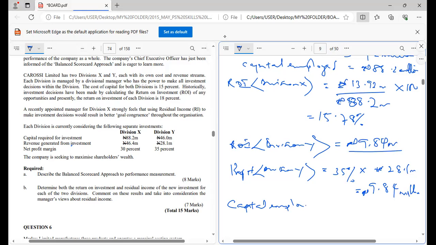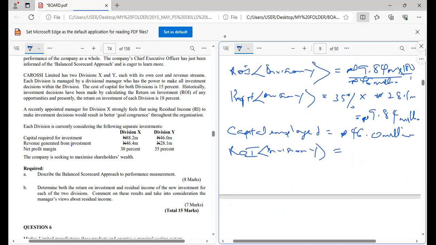All over capital employed, which is equal to 46.0 million. So this is all over 46 million. Can you see how I'm putting the Naira sign? When you're in the exam, you don't just say this thing like that. Please, let's calculate. So ROI for Y is 21.38%. Any question?